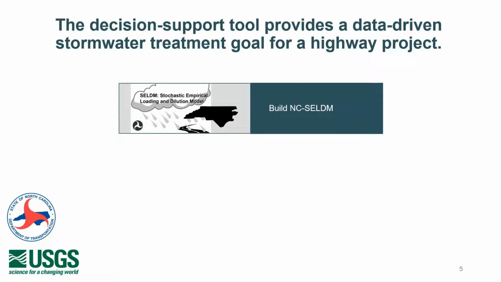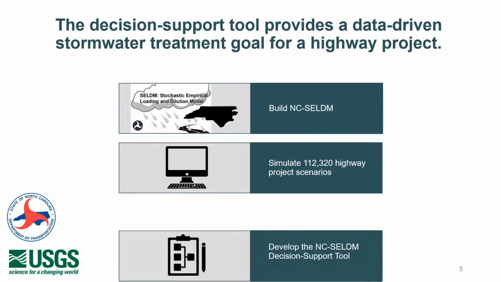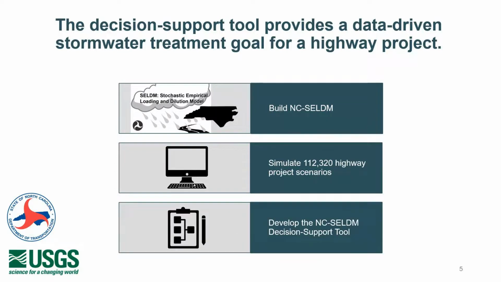I'll walk through our specific set of work that was conducted for this project. First, we built a specific version of SELDM catered to North Carolina. That's what we called North Carolina SELDM. The next phase was we used North Carolina's version of SELDM to simulate over 100,000 different project scenarios. And then lastly, we used those 100,000 plus scenarios to build what we called a catalog, and that has now become the NC SELDM decision support tool. That is what I'll be giving a quick demonstration of at the end of the presentation.